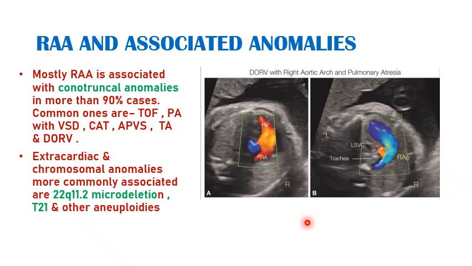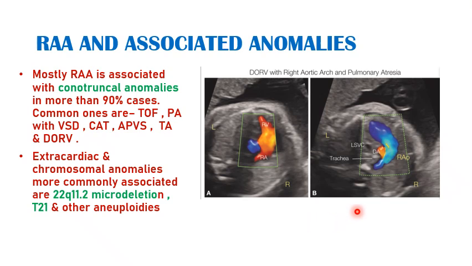Common ones are TOF, pulmonary atresia with VSD, CAT, absent pulmonary valve syndrome, tricuspid atresia, and DORV. Extracardiac and chromosomal anomalies more commonly associated are 22q11.2 microdeletion, trisomy 21, and other aneuploidies.